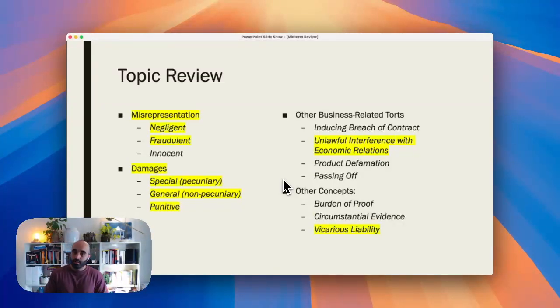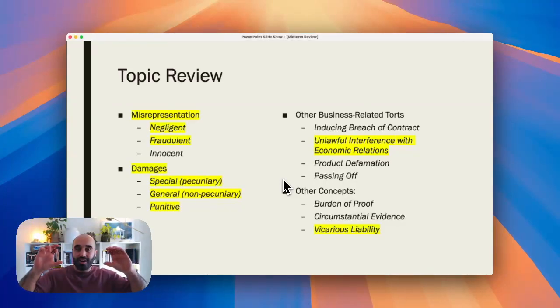We didn't talk about product defamation due to time, so don't worry about it. We then talked about passing off, which is the common law tort of trademark infringement. We talked about some other concepts. Burden of proof, that's who has to prove what. Basics here, the plaintiff needs to prove their case, the defendant needs to prove their defenses. We talked about the fact that most cases are proven on circumstantial evidence. And then lastly, we talked about vicarious liability. This is when all employers are automatically liable for the torts of their employees committed in the normal course of business.